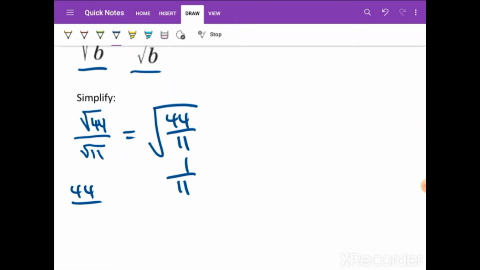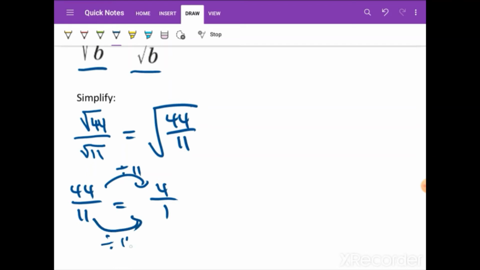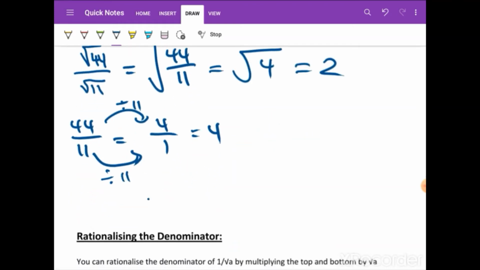We know that 44 divided by 11 simply equals 4 over 1, which we can get by dividing the numerator and the denominator both by 11, and this simply equals 4. Therefore, we know that the square root of 44 over 11 equals the square root of 4, which we can simplify to 2. Therefore, the square root of 44 over the square root of 11 equals 2.